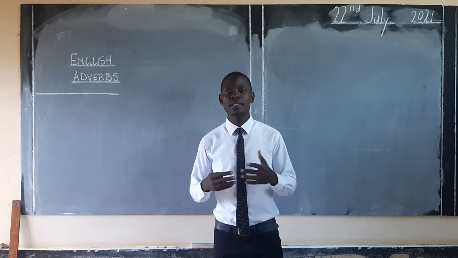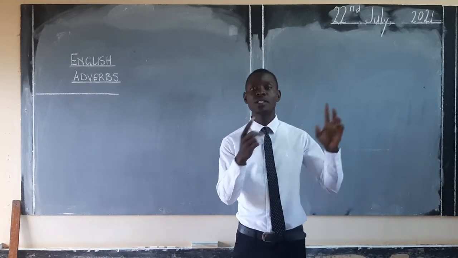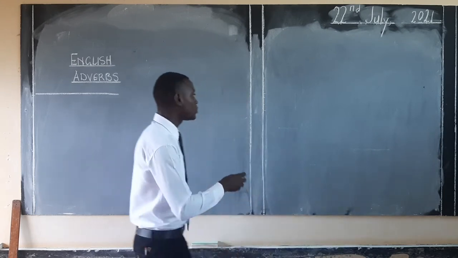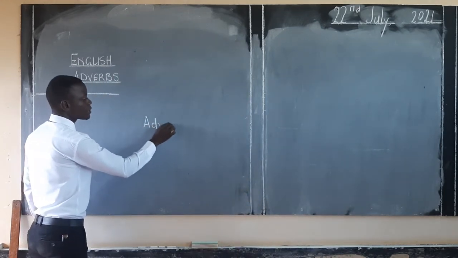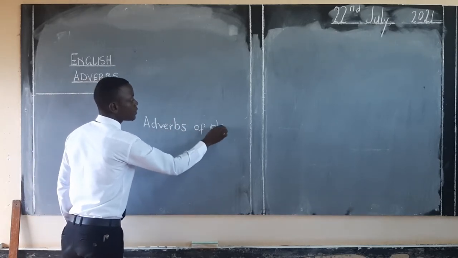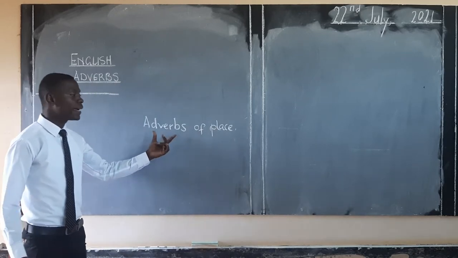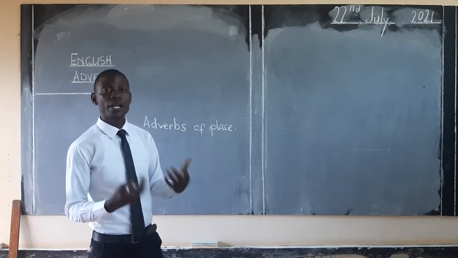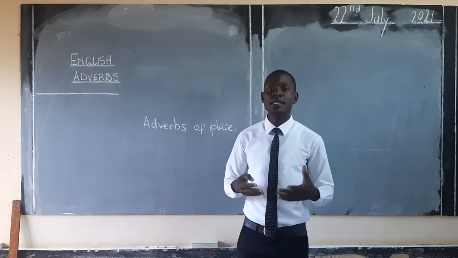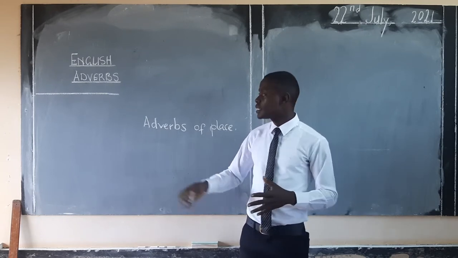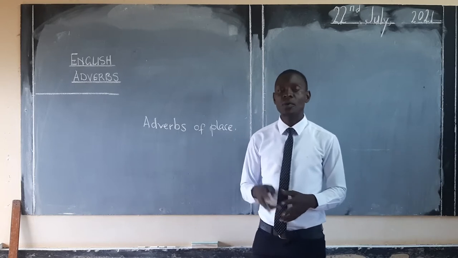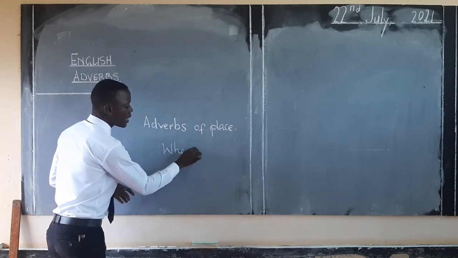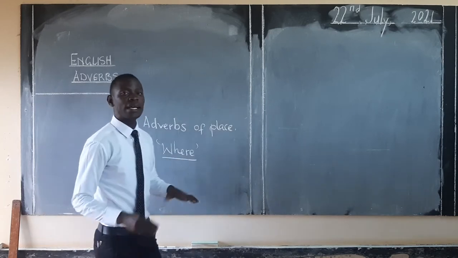Now, for us to understand something yet again, we need to understand what we looked at previously when we were looking at adverbs. Last time we looked at adverbs of place. We described adverbs of place as words that tell us where something is done. We said adverbs of place answer the question where was an action done.